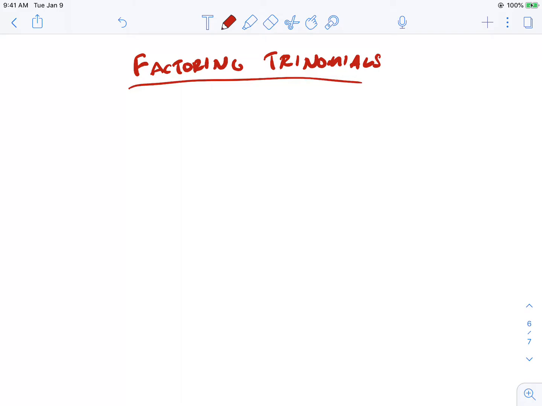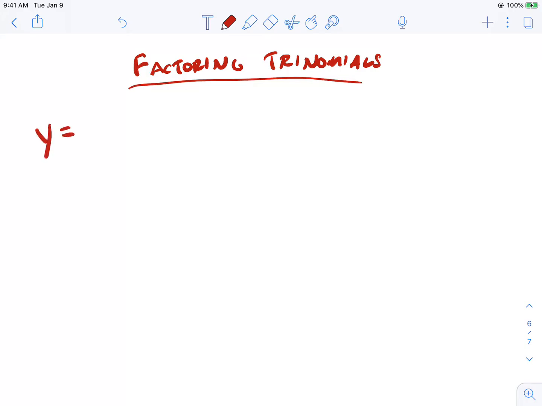Okay, we're going to look at just a couple more examples of factoring trinomials because I know some of you are having a little bit of difficulty with this concept. And to be fair, it is a little bit of a difficult concept. So let's just review a couple of examples here. Okay, so here's the key thing to remember.